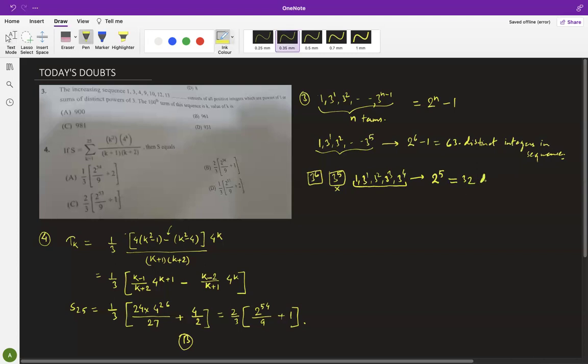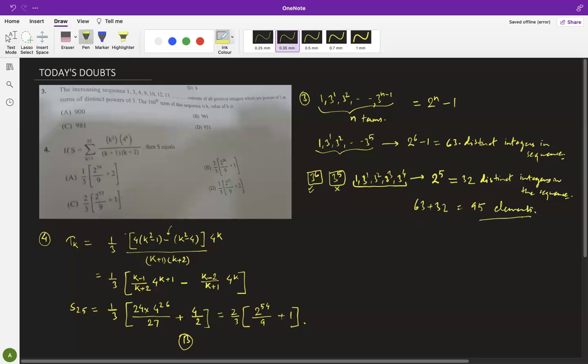So 32 distinct integers. This includes the case when none of them are selected. In that case, I'll be getting 3 to the power 6 as the total sum, which is acceptable, right? Because 3 to the power 6 we have not counted earlier. So here we can take 2 to the power 5, which is 32 distinct integers in the sequence. Now these numbers will be greater than the numbers we have talked about earlier, right? So if I add these two, I get 63 plus 32, which is 95 elements. Till 95 elements we have talked about now.